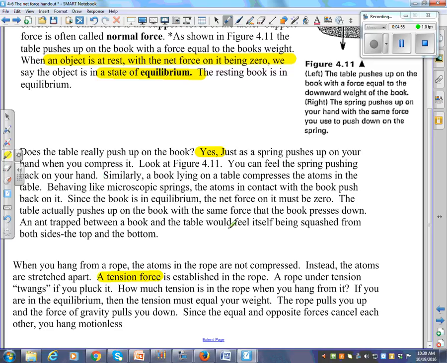A rope under tension will twang if you pluck it. That's the idea behind a guitar string. How much tension is in the rope when you hang from it? If you are in equilibrium, then the tension must equal your weight. The rope pulls you up and the force of gravity pulls you down. So if the equal and opposite forces cancel each other out, you hang motionless.